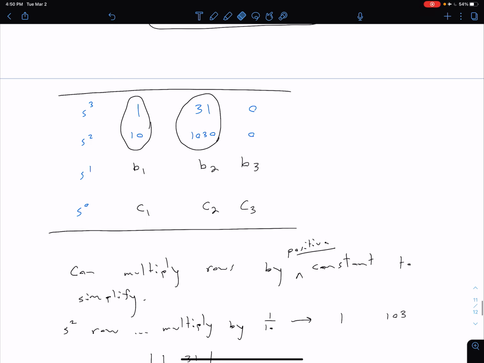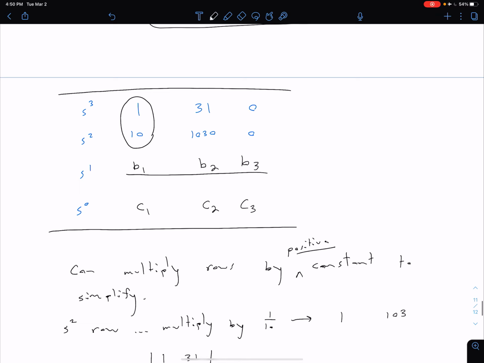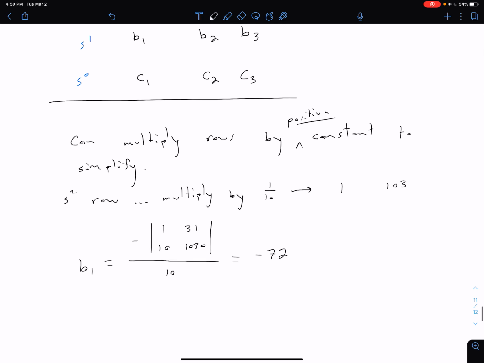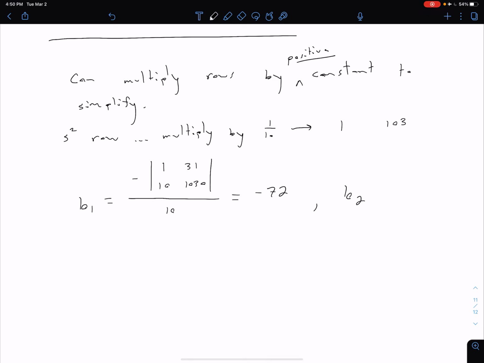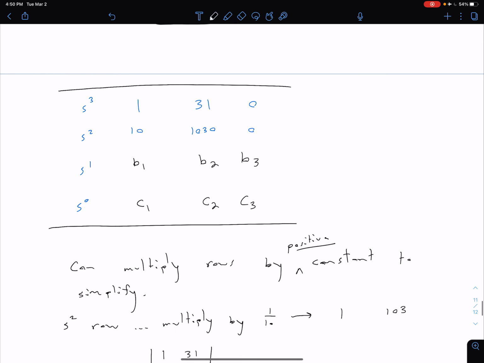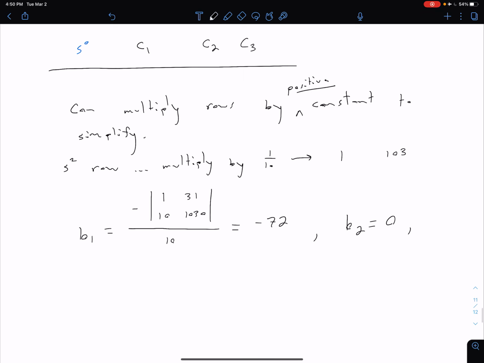Now for our B2, we're using the same two entries for our first column, so that doesn't change as long as we're in this B row. But now instead of 31 and 1030, we're using these two zeros here. As we saw before, we're going to have 1 times 0 minus 10 times 0, which is just going to be 0. So we can say that our B2 is going to be 0. Same argument for our B3. We could think about there being zeros over here. So our B3 would be this 1 and 10 for our first column, and then our zeros again here. So our B3 is also going to be 0.